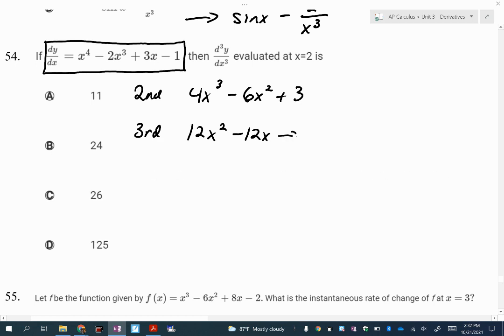So actually I'm going to plug it into my 12 times 2 squared minus 12 times 2. So that's going to be 12 times 4, which is 48, minus 12 times 2, which is 24, which gives you 24. My bad. Just got excited. 54 is B.